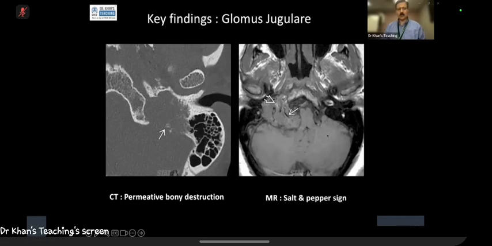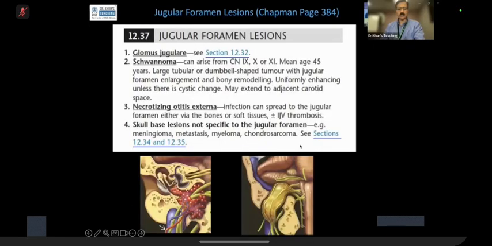On MR, one of the exam things which you have to remember is the salt and pepper sign. This sign is on a T1 weighted pre-contrast. Remember this, pre-contrast T1 weighted. Salt is because there are high velocity vessels, they will appear as low signal. Pepper is microhemorrhagic foci, which are high in signal. Salt and pepper sign on a T1 weighted sequence. So these two signs you have to remember for your 2B: permeative bony destruction on CT, salt and pepper sign on T1.